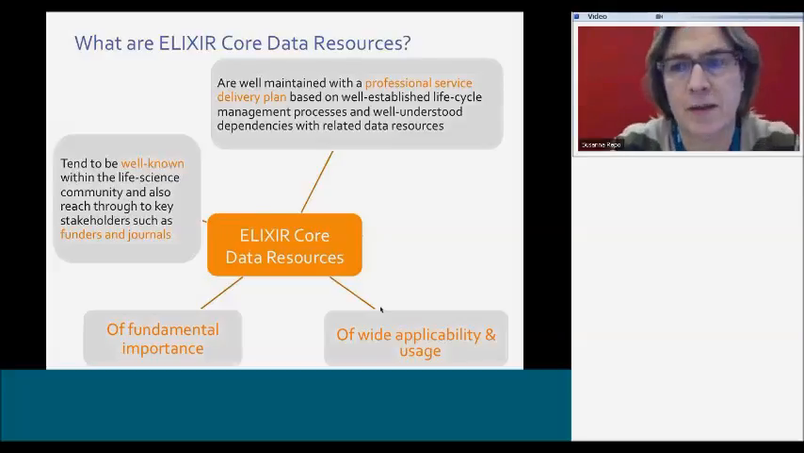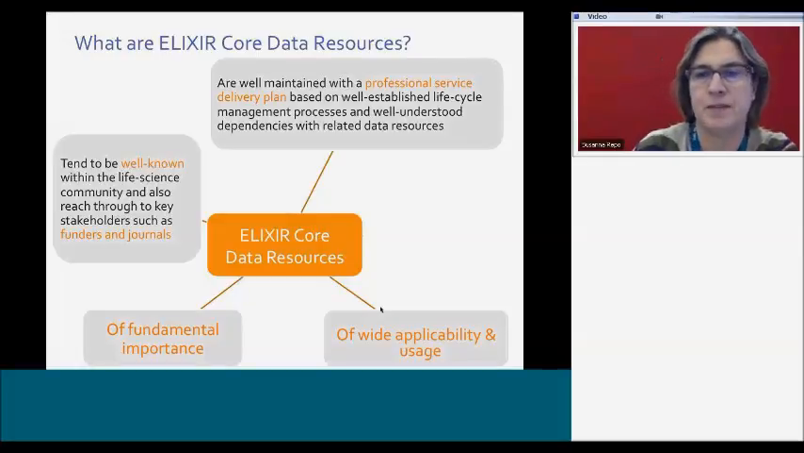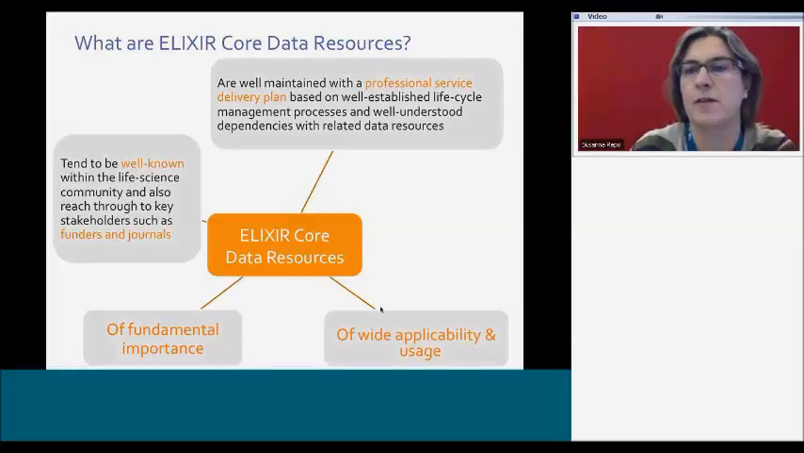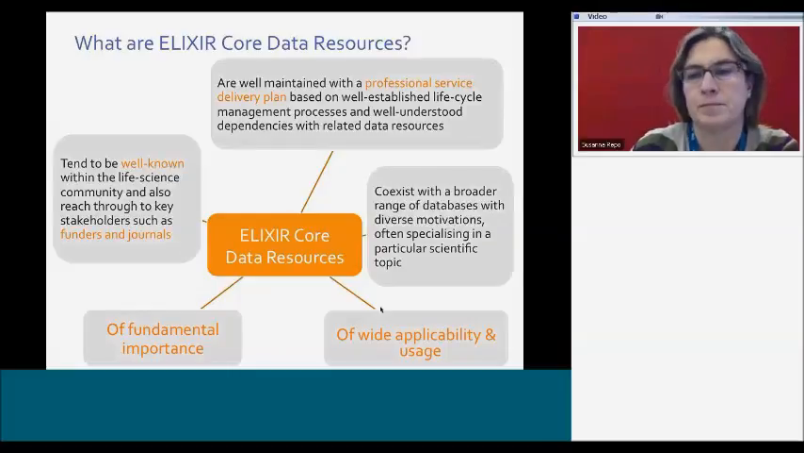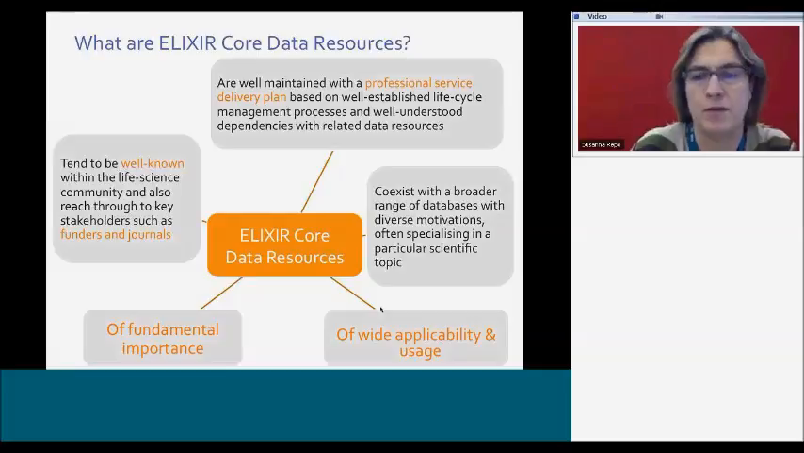They're usually very well maintained, to a professional level of service, with very well characterized processes that manage those resources and the dependencies on them. And indeed, these resources often do have a lot of dependent databases based on top of them. This is not the whole story, but we do expect that these core data resources exist within an ecosystem of databases. And often the other parts of this ecosystem would have different motivations to being a core resource. For example, they might be on a particular topic rather than a generic topic.